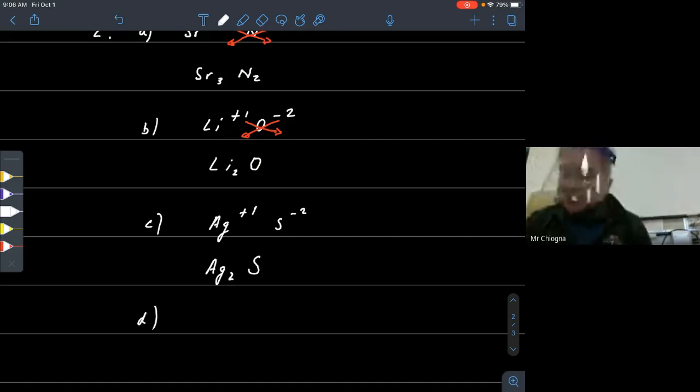D, barium phosphide. +2. Phosphide refers to P, phosphorus, which is -3. Crisscross.